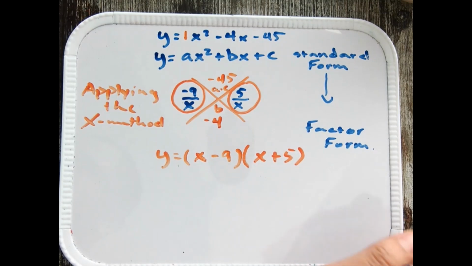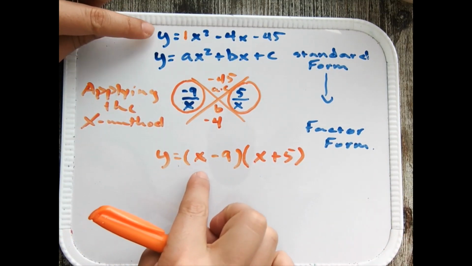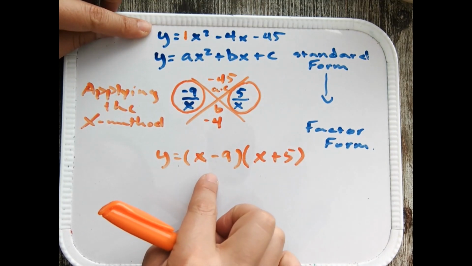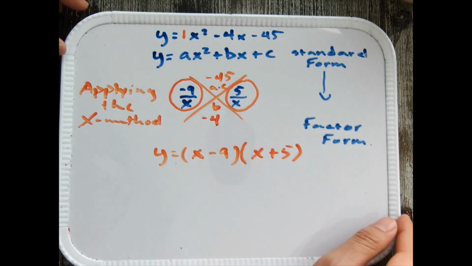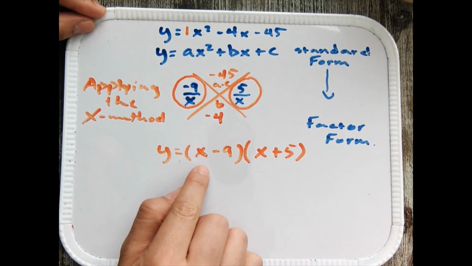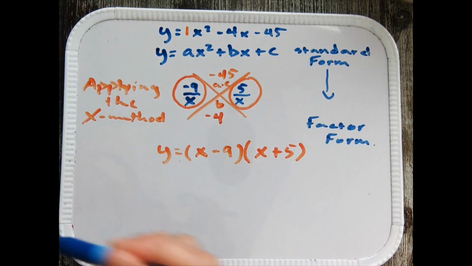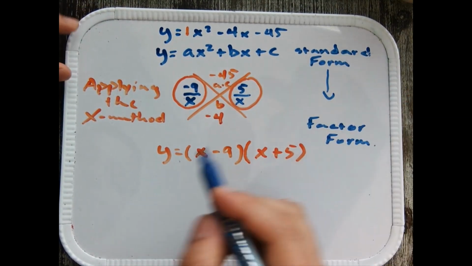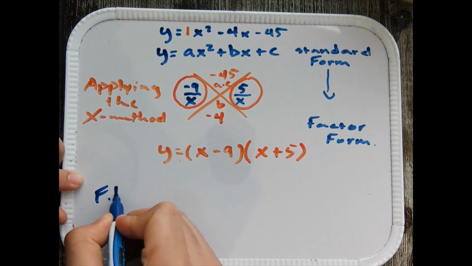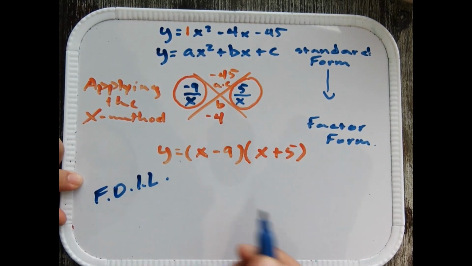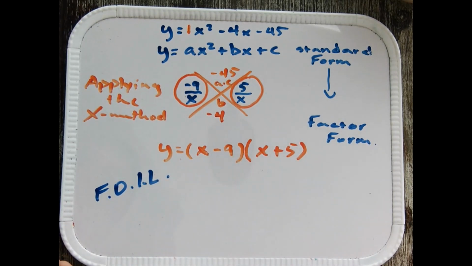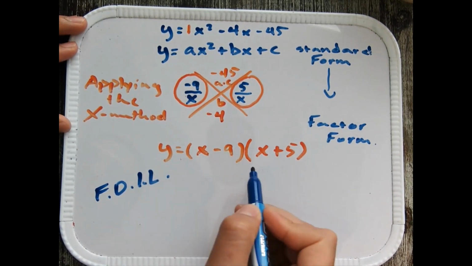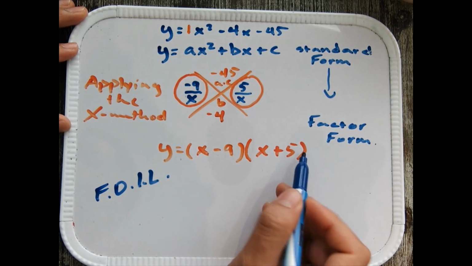Now, the form doesn't change the graph. Both of these, standard form and factor form, still represent the same graph. It's just a different form. So now, if I wanted to go from factor form back to standard form, what I would do is FOIL. Doing FOIL is basically just distributing the x and the negative 9 to x plus 5. So let me do that real quick.